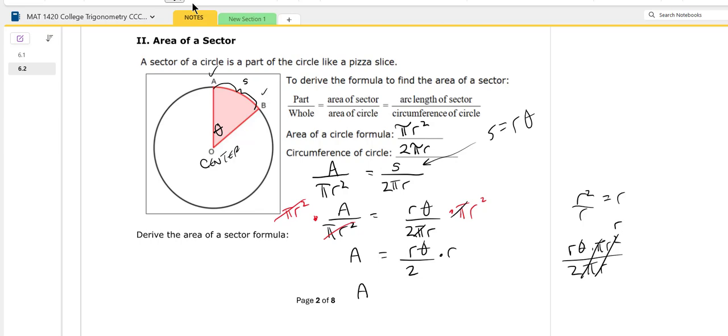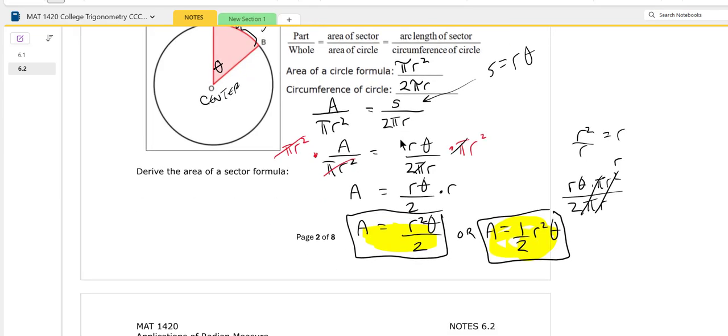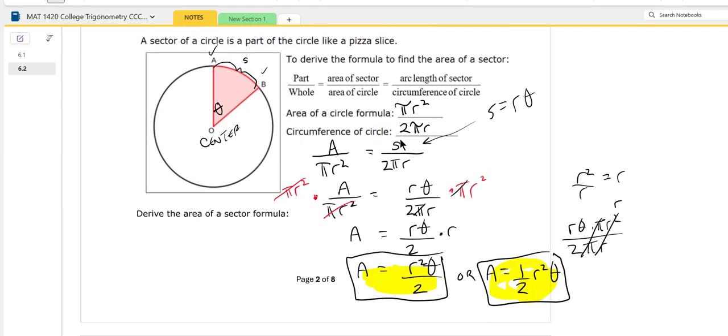So the best way to write this formula is r times r is r squared theta over 2, or the way I see it represented most of the time is by this formula. Area equals 1/2 r squared theta. And again, theta is going to have to be in radians in order to get a sensible answer to the problem. So don't use degrees, use radians. So that's where that formula comes from. That's how you get the area of what we call a sector of a circle.